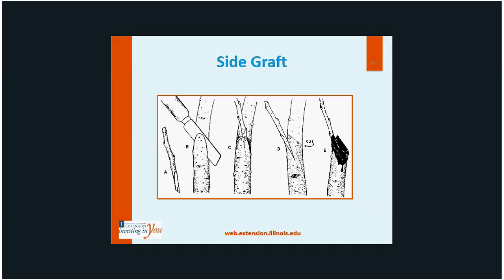Now once we've got our little side branch set in that pouch, we're going to cut the top off of that original rootstock, and then we're going to seal that wound. You can seal that wound with grafting tape or with grafting wax, whatever works best for you.